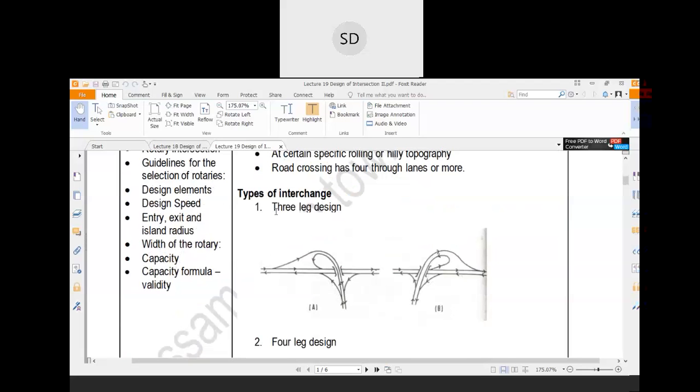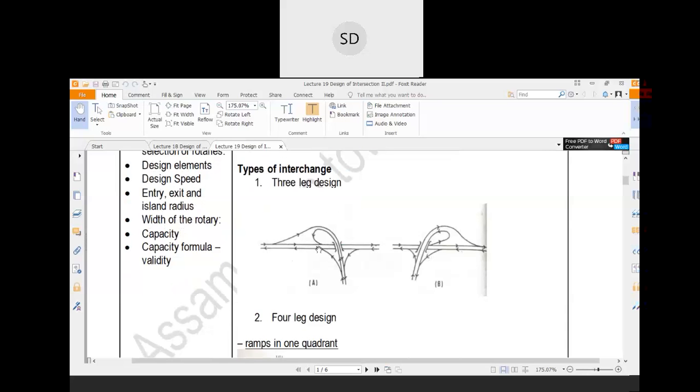Now there are different types of grade separated intersection. The first one is the 3-leg design. How would the movement of the vehicle be over there? The movement would be like this. This portion is below or above this portion. So whenever a vehicle wants to go into this lane, it has to go this way. So this is your 3-leg design.